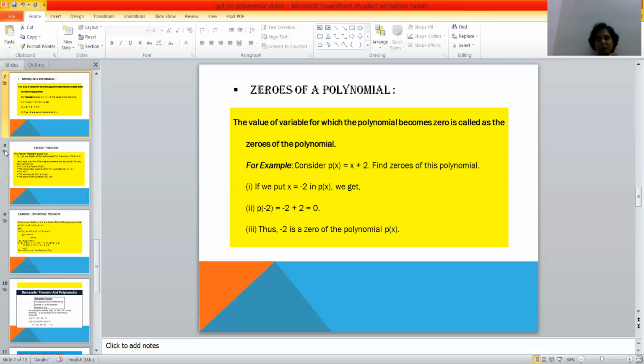Zeros of the polynomial means you have to find the value of the variable so that the overall value of the given polynomial becomes 0. So here, if we substitute x is equal to minus 2 in p of x, then p of minus 2 is equal to minus 2 plus 2, which is 0. So we can say that minus 2 is a zero of the polynomial p of x.